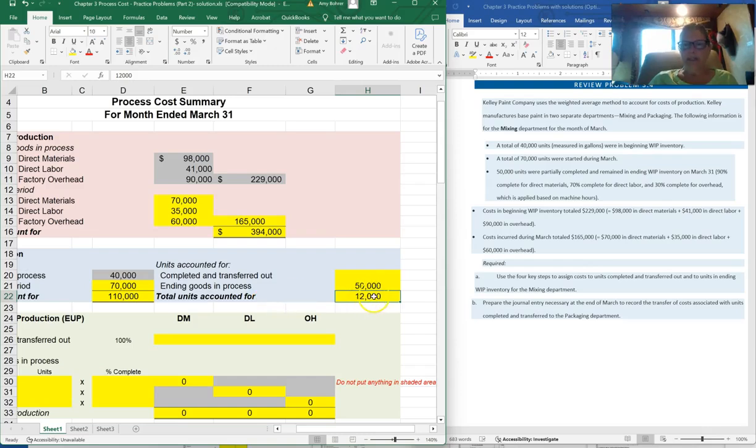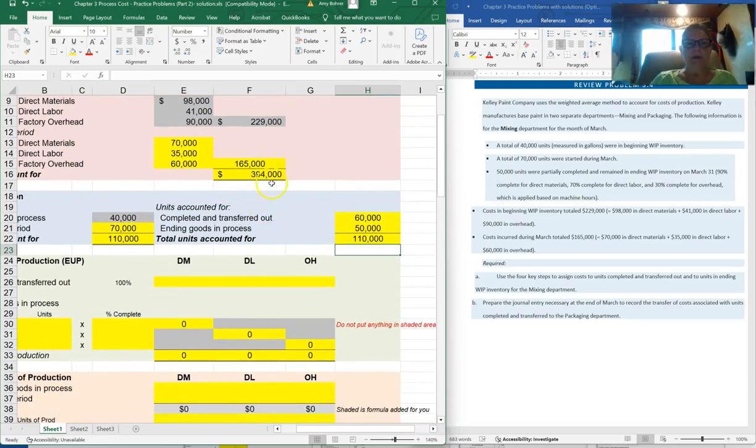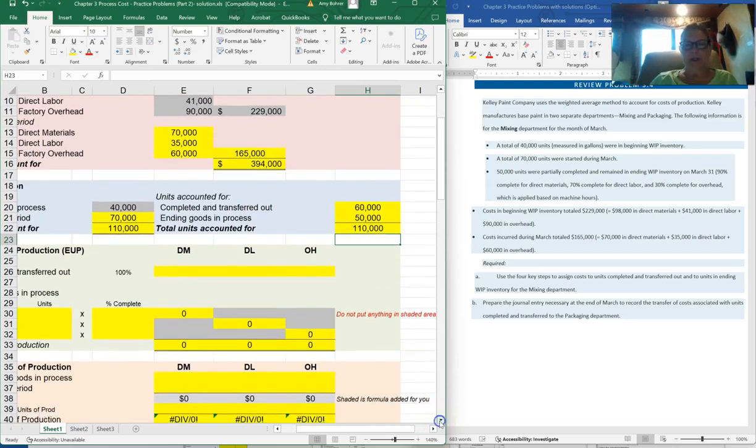We know this number needs to be 110. And we've got 50 already. So we just take the 110 and subtract the 50. And that tells us we have, let me put my formula in here. And that tells us we have 110,000 units accounted for. So 110 here and 110 here. Every problem will give you 3 of the 4 numbers. You'll have to back into the third one that they don't give you. Okay? So we know we have 110,000 units, and we know we have a total cost of $394,000. So then we go down to the next step.